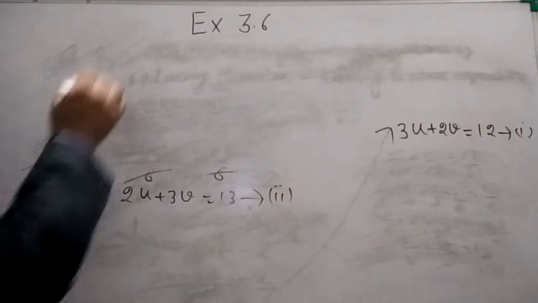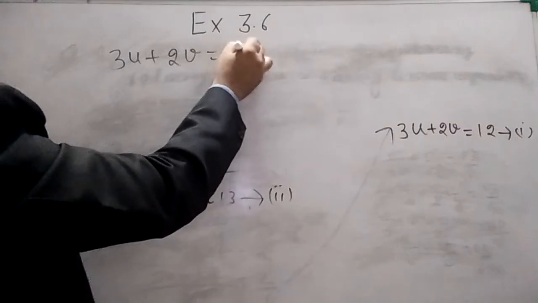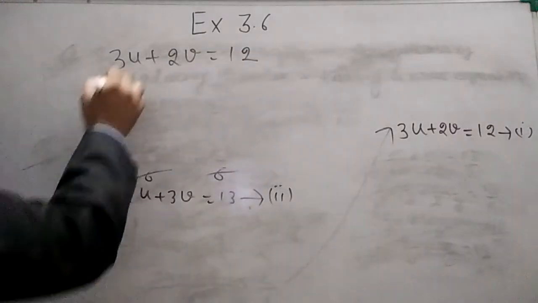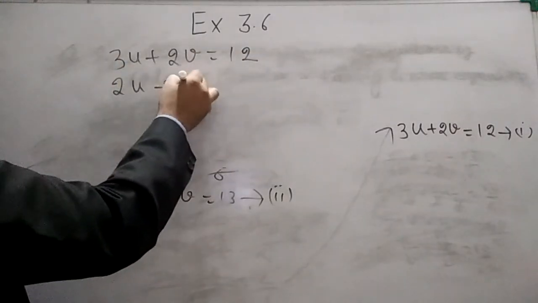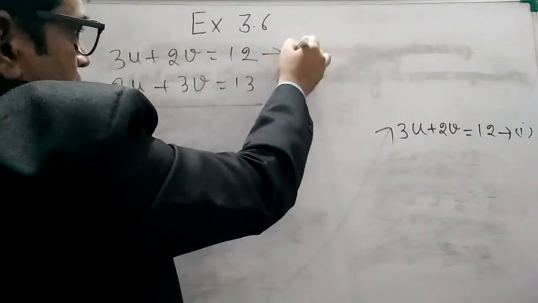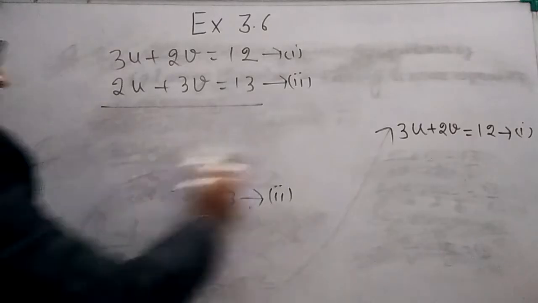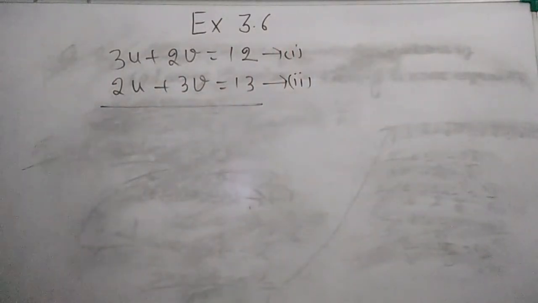This first equation is what? 3u plus 2v equal to 12. And second equation is what? 2u plus 3v equal to 13. That is first equation, and that is second equation. Now we will solve these two equations by any method, substitution method or elimination method.